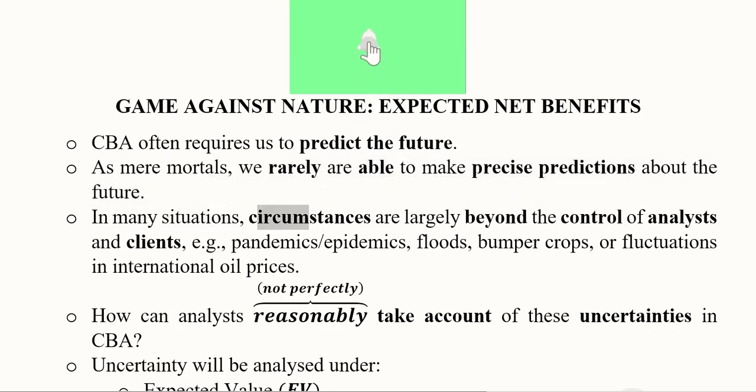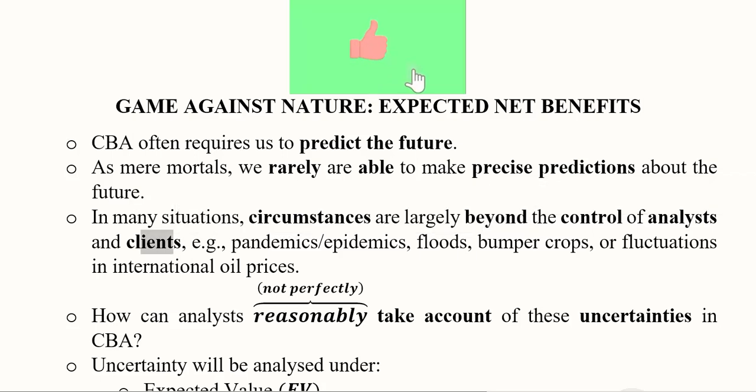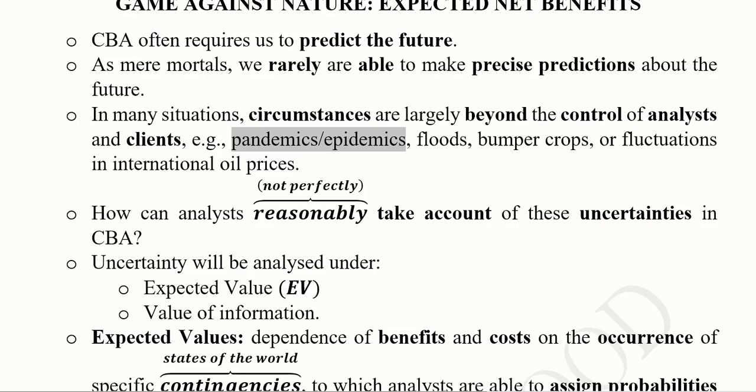And in many situations, the circumstances are usually beyond the control of us, that is the clients and the analysts. For example, we remember that COVID-19 was a pandemic, and even the endemics and epidemics are not within our control. The floods, bumper crops, or other fluctuations, for example, in international oil prices. These are all exogenous factors that we cannot precisely predict. So this is the cluster of reasons that cause uncertainty and pose a challenge to us, the cost-benefit analysts.